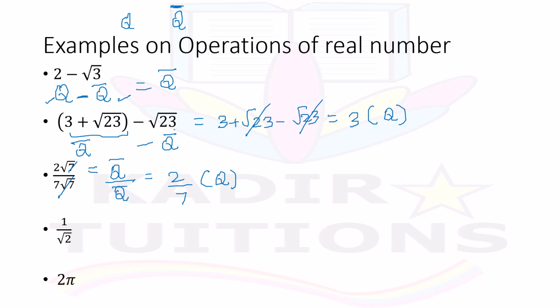And see here, 1 by root 2. So 1 is a rational number, root 2 is an irrational number. So a division operation between a rational and an irrational will always give you an irrational only. And see here, 2 is a rational number, pi is an irrational number. So if we multiply one rational with an irrational, we'll always get an irrational number as an answer.